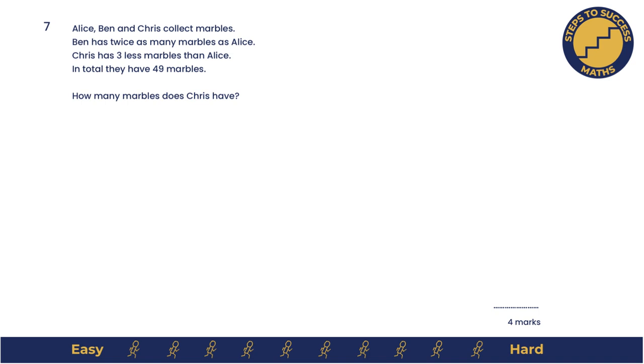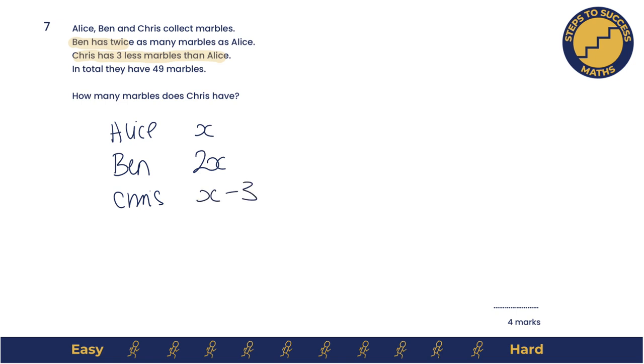So we need to form an equation. First of all, we need to think about what we're being told. Everything is being related to Alice. So let's say Alice has x marbles. Now we're told Ben has twice as many as Alice. So that would be 2 times x, or 2x. And we're told that Chris has 3 less. So if we take Alice's amount, which is x, and we subtract 3, we know what Chris has.